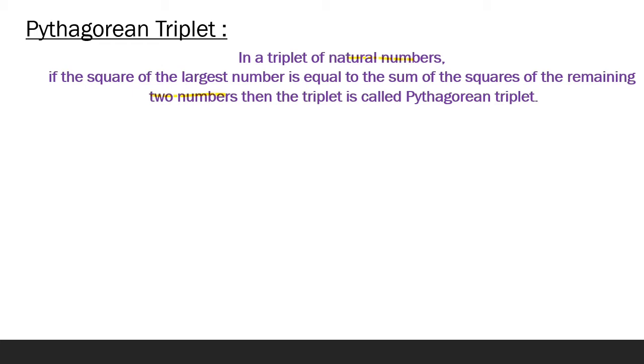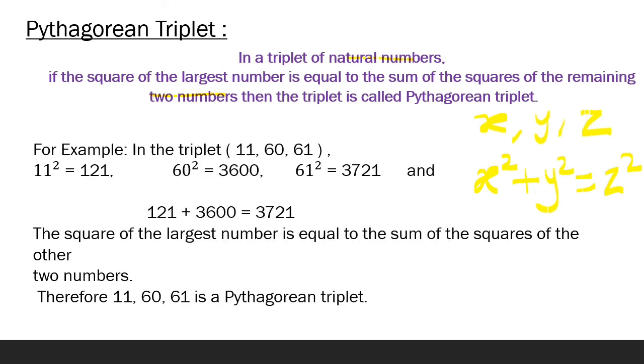It means that if you have three numbers, let's say x, y and z, then according to the definition we can write x square plus y square equals z square. So let us see examples of Pythagorean triplet.